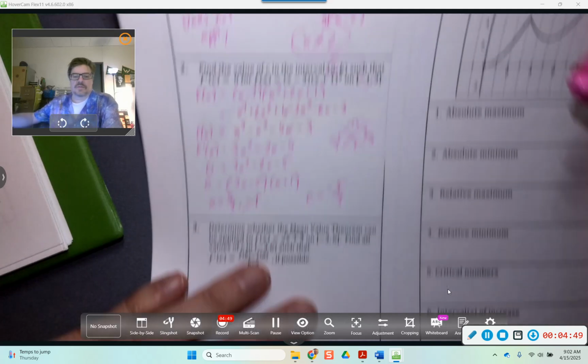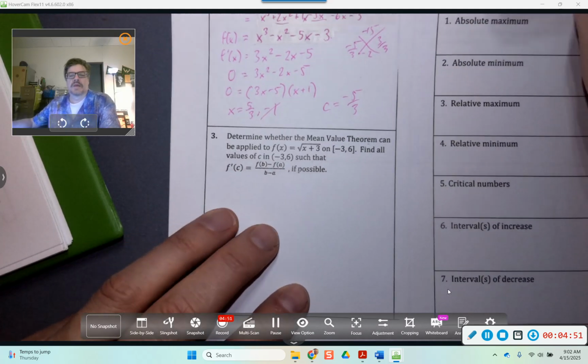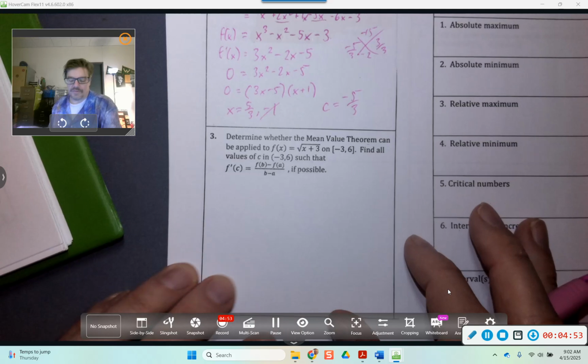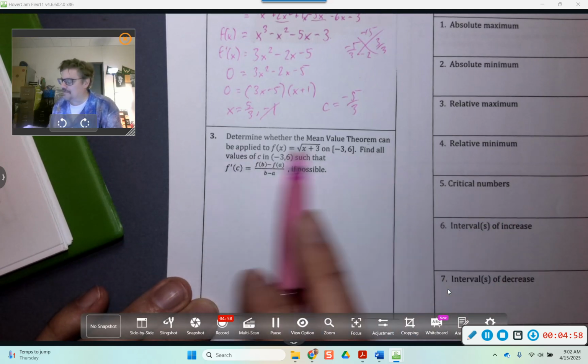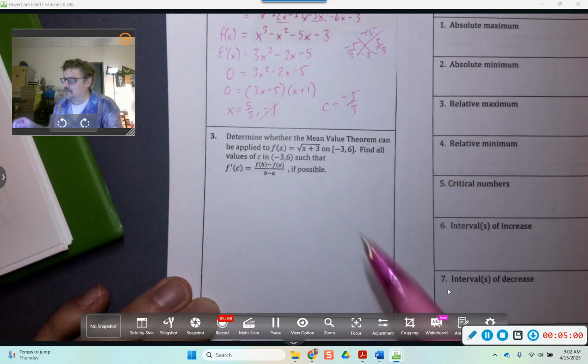That's not what we're tasked to do. Okay, all right, so now for number 3, what we've got here is we have to determine whether the mean value theorem can be applied to this equation right here.